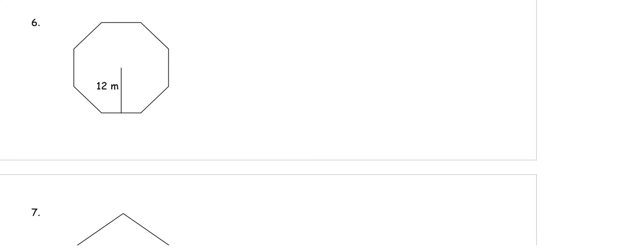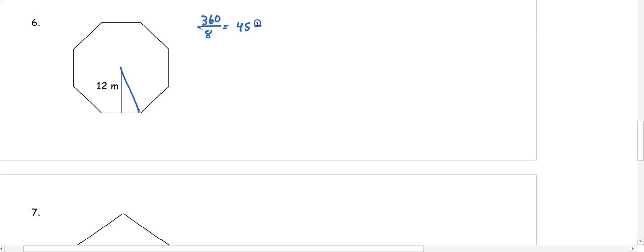Now, number 6 already has the apothem drawn in for me, so I'm going to complete my triangle. And I know that this is not a hexagon anymore because it has 8 sides, so this is an octagon. So to find the angle, 360 divided by 8 gets us 45. We're going to divide that by 2 to get 22.5. So the angle at the top of the triangle is 22.5 degrees.